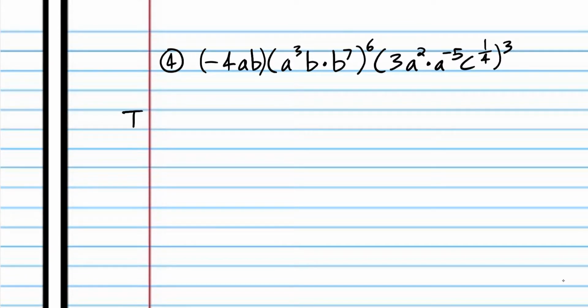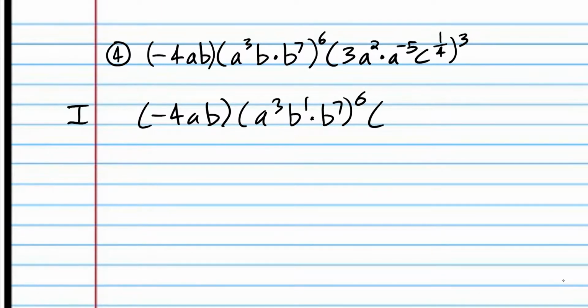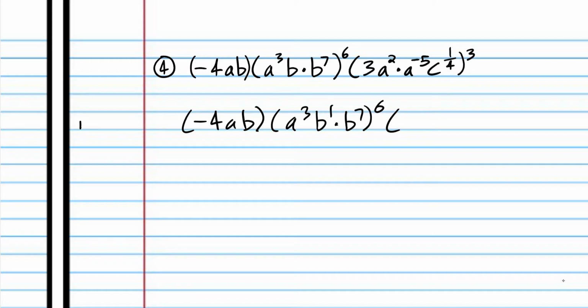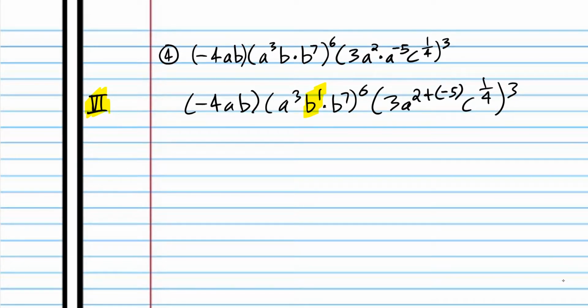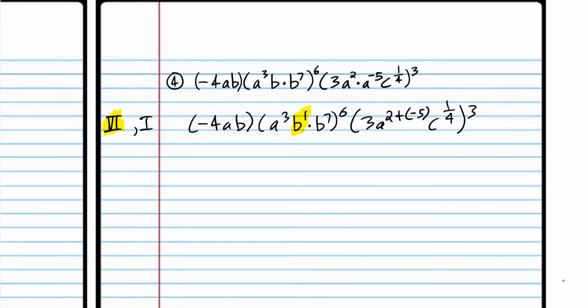Let's see. So it looks like we're going to use rule number 1. The first expression there, and the first factor, we're just going to leave that for now. And we can change that b to the 1st power. And before I forget, we used rule 6 there. So that's rule number 6. And we have 3a to the 2 plus negative 5 power, c to the 1/4, all raised to the 3rd power. Okay, so now, oh yeah, we used rule number 1 there. And rule number 1 was here.